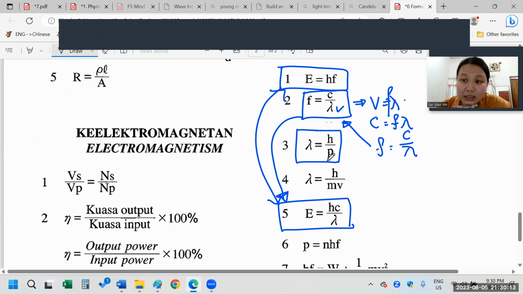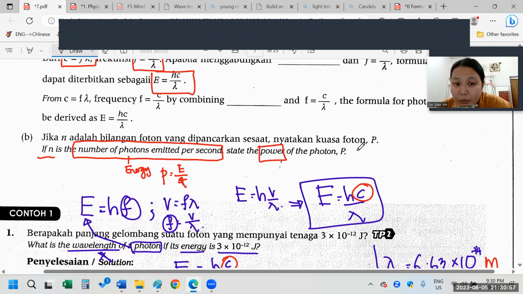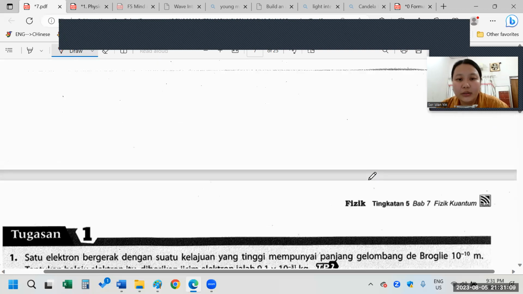Since we say light is particles, we can calculate the momentum. Momentum equals mv, so we substitute. Here, if n is the number of photons emitted per second. What is a photon? A photon is a discrete energy packet. Emitted per second means energy per time, which is the power. So power equals energy over time. We will learn this next week, so today until here only.